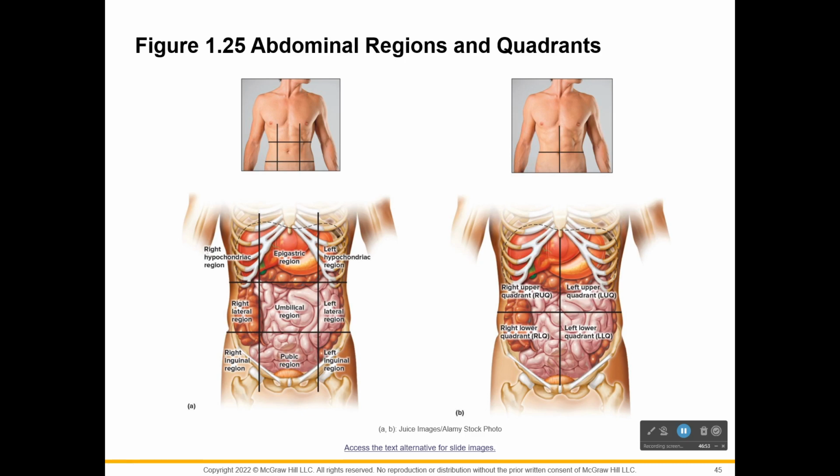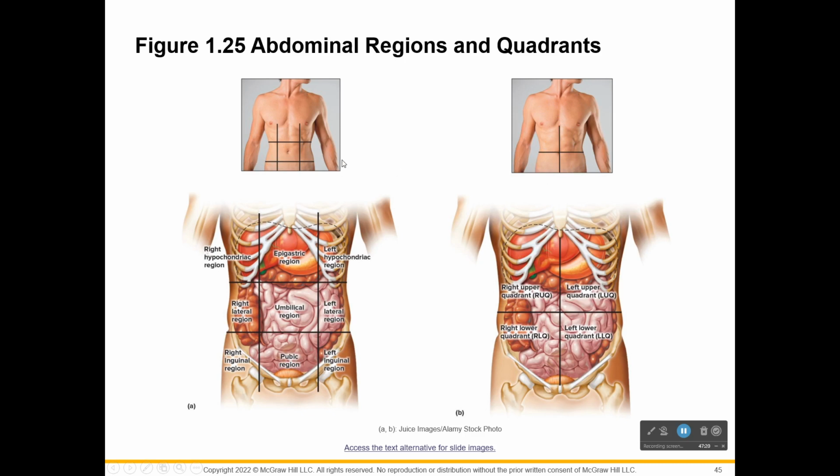The abdominal regions and quadrants are very, very easy, specifically the quadrants. This is the right upper quadrant, the left upper quadrant, the right lower quadrant, and the left lower quadrant. Like anybody can, well, I say that and then somebody might miss it, but this is the right side, and this is the upper and the lower. This is the left side, and this is the upper and the lower.